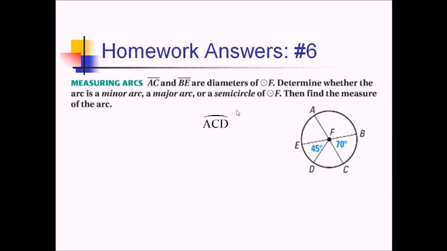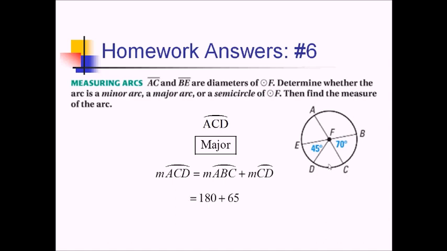For number 6, we want to find the type and the measure of arc ACD. So ACD, this is going to be a major arc. We've got ACD, so that's more than half a circle. And then to find the measure of that, we've got the semicircle ABC, plus whatever arc DC is. So in general, that's going to be 180 plus this extra little arc in here. We found in an earlier problem that this was 65. If you don't believe me, you can just subtract 45 and 70 from 180 and you've got your 65 in here. So that's going to be 245 degrees.